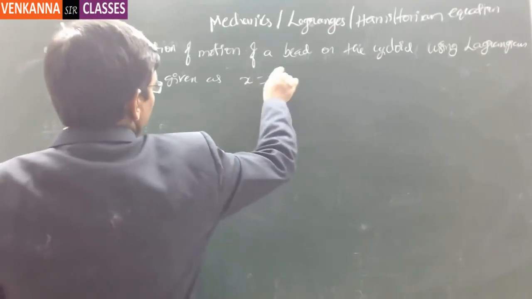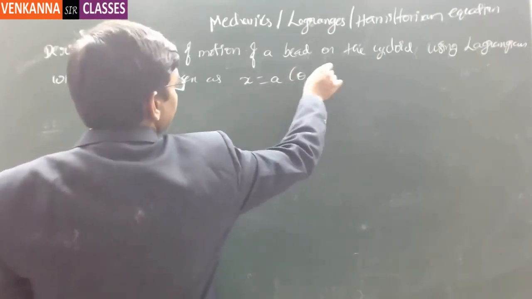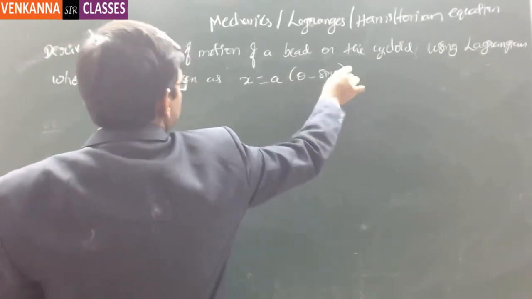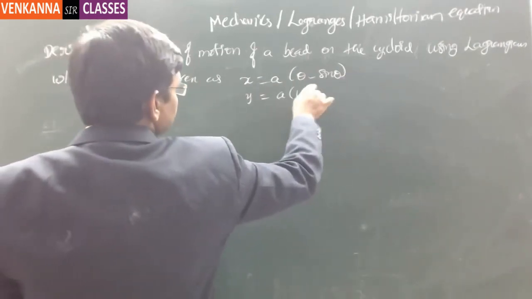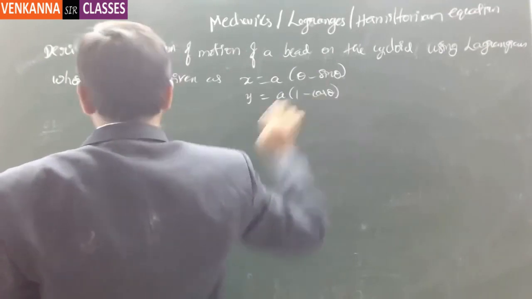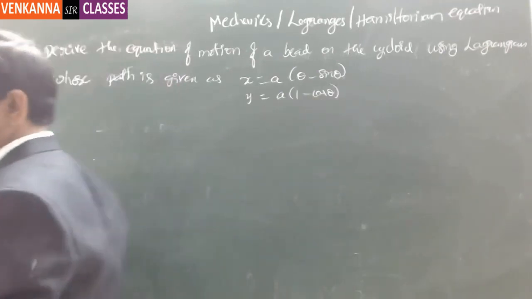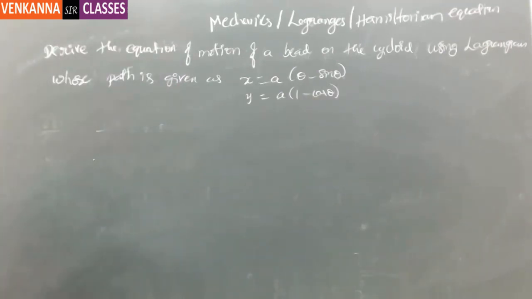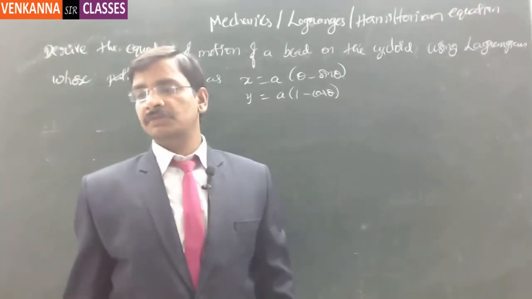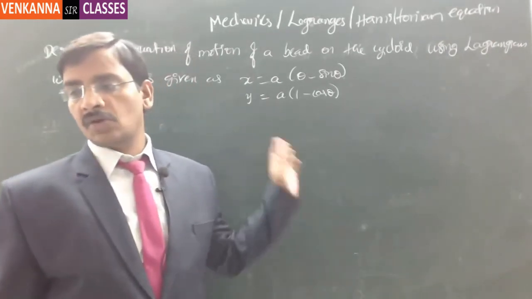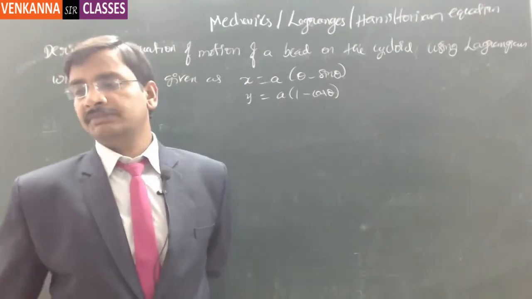x is equal to a(θ minus sin θ) and y is equal to a(1 minus cos θ). Can I derive the equation for this with the help of the Lagrangian? This is the complexity level you can expect.